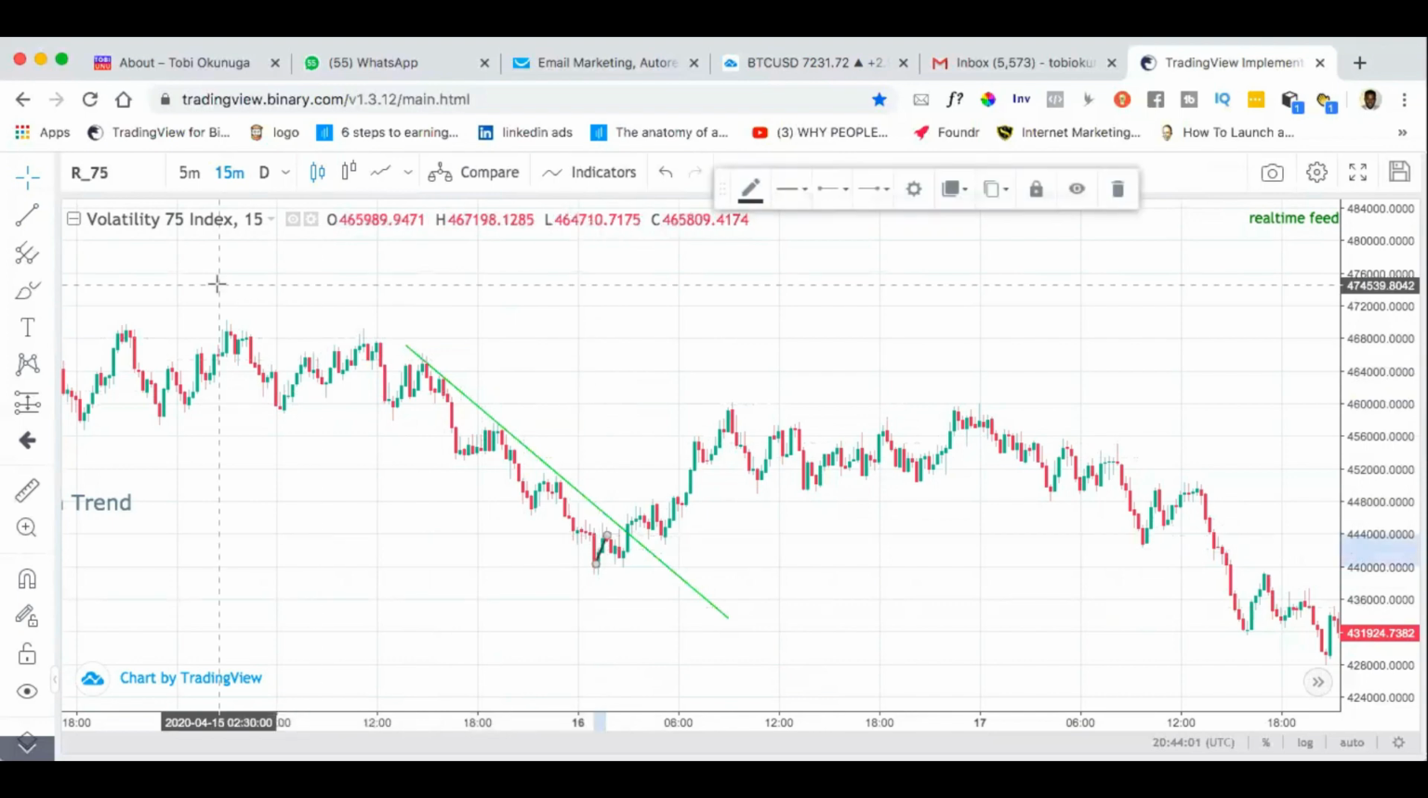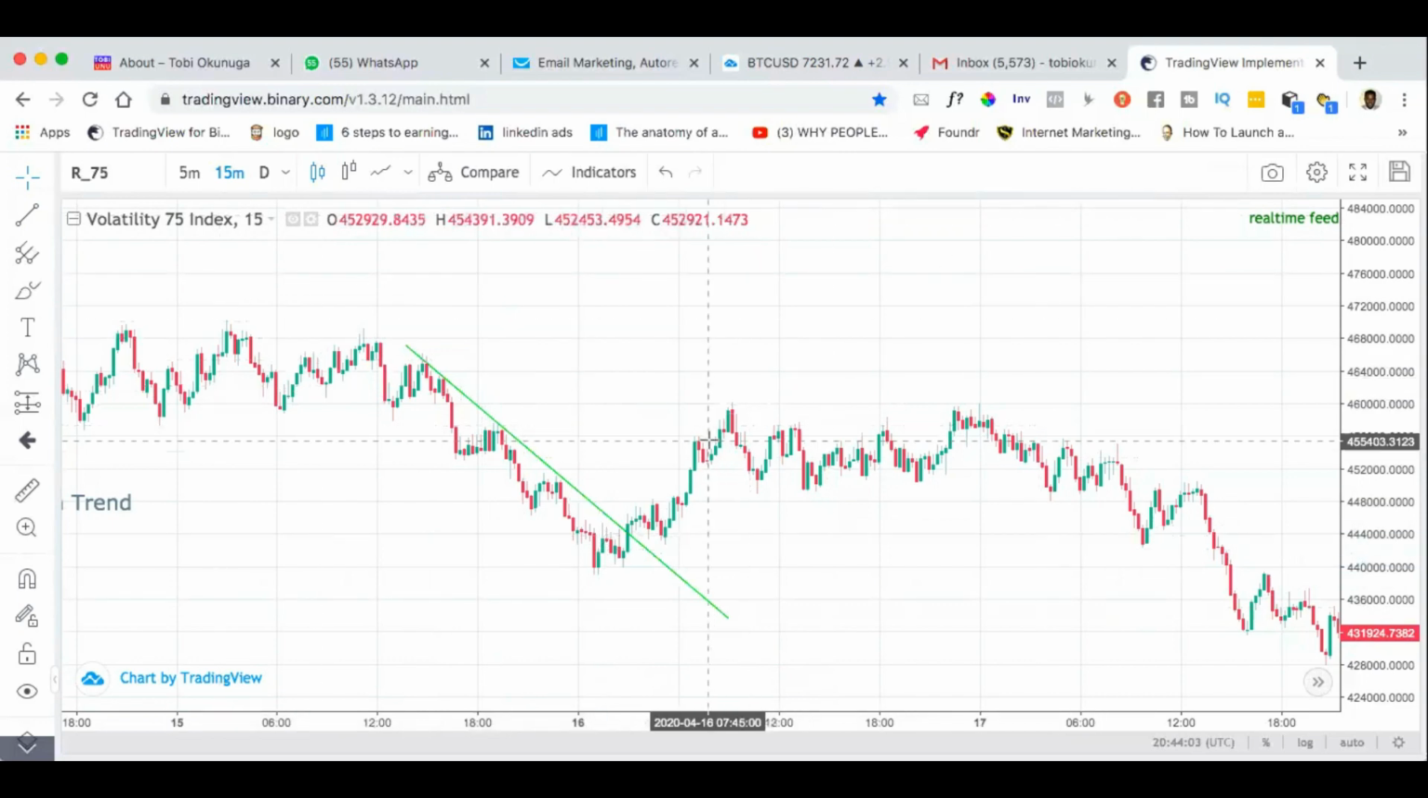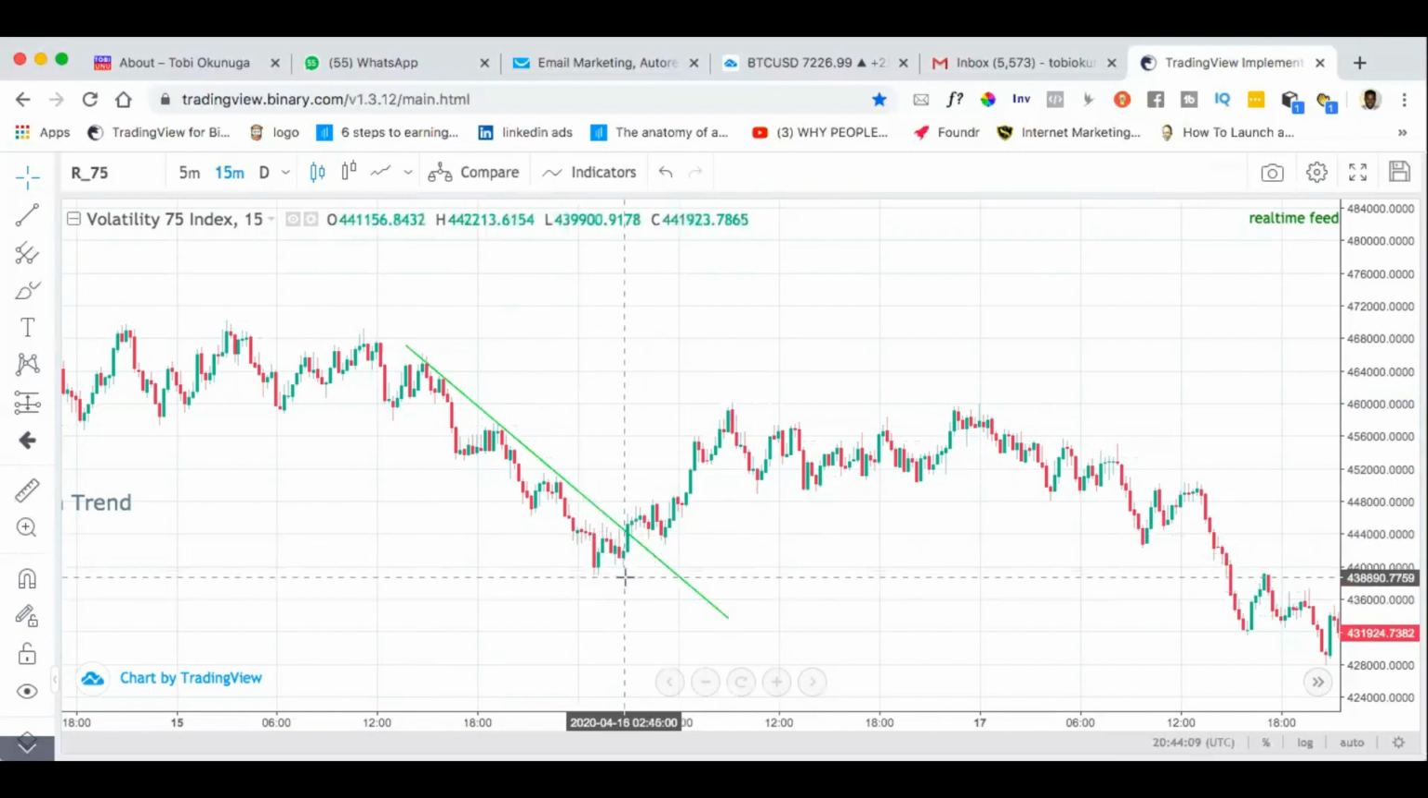Okay, and what am I looking for? I'm looking for the formation of a W pattern. Okay, and at that formation, I'm looking for the break of this trend line. Once the trend line is broken, I'm waiting for a pullback towards the neckline. Okay, so as you can see here, there is a W formation at this support.